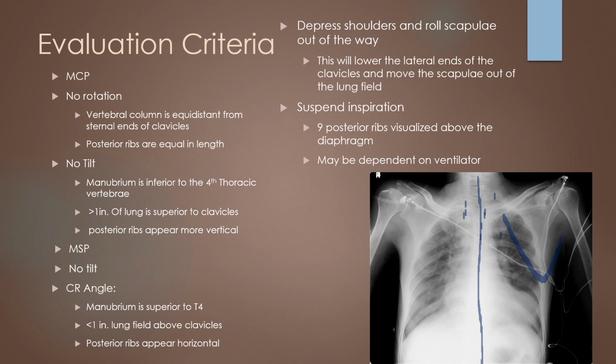Now, we know that most of the time on an AP chest x-ray that we are not going to get as good of a suspended inspiration. And so if you're getting up to 9 posterior ribs, they consider that acceptable on your portable, whereas we want 10 on your PA and 11 on your lateral. Now, if the patient's on a ventilator and that ventilator has limited pressure during inspiration, then you may never be able to get that full 9.